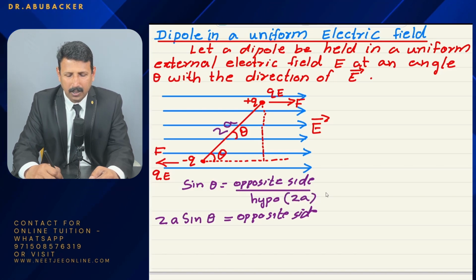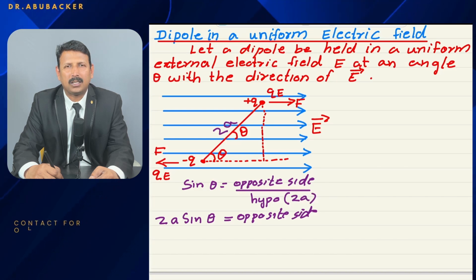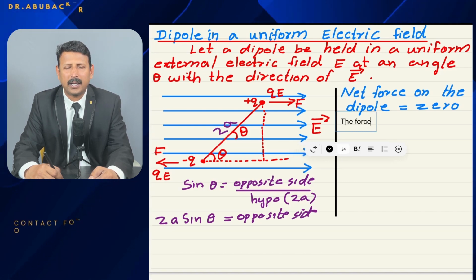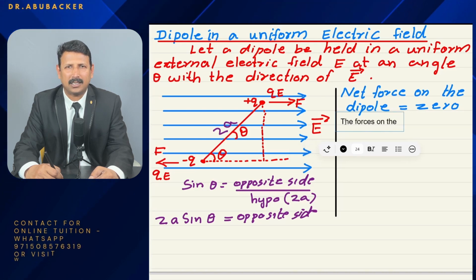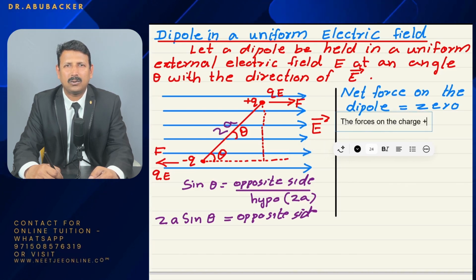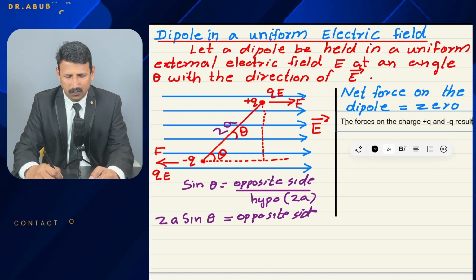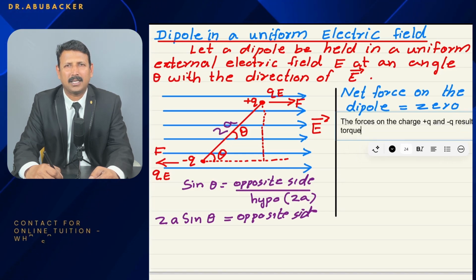Now we will start the remaining part of the derivation, that is how much torque will be acting. Before that, you know that the force acting on each charge is plus qE and minus qE, right? So the net force on the dipole is equal to 0. Why? Because they are equal forces in opposite directions, so the net value is 0. But still there is a chance of producing torque. You know the topic torque, right? We will write the expression after this.